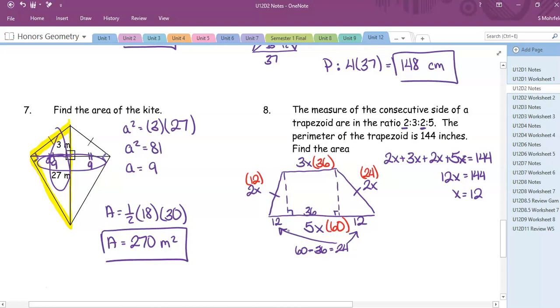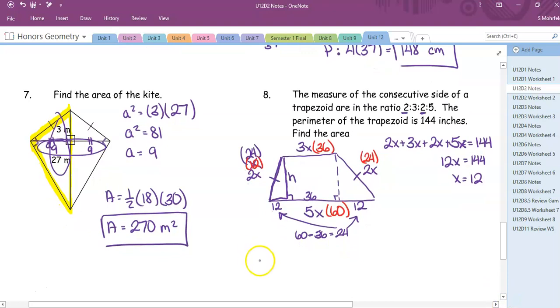So then I'm looking at this, and oh, why did I write 12 right there? That should definitely say 24. Sorry about that. So I'm looking at this, and I still need to find my height. So I'm looking at this triangle on the right-hand side. That's a right triangle where I can use Pythagorean theorem to figure out the height. So that would be 12 squared plus h squared equals 24 squared.